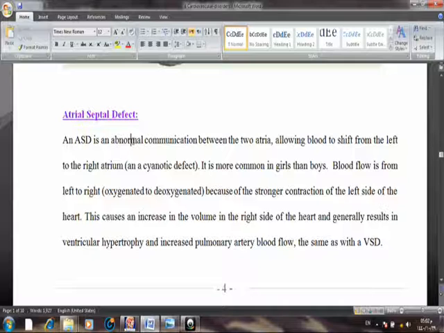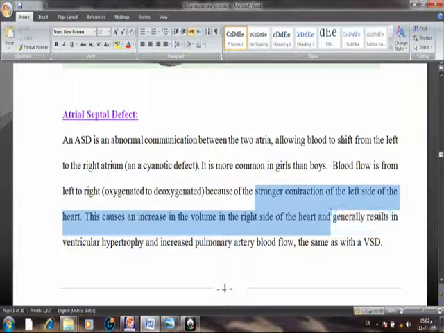It is a non-cyanotic defect. Why? Because oxygenated blood shifts to deoxygenated blood. Why from left to right? Because contraction in the left side is stronger than the right side. Contraction in the left side begins, and after a moment or half a moment, the right side begins. It is more common in girls than boys. Blood flows from left to right, oxygenated to deoxygenated, because of the stronger contraction of the left side of the heart.